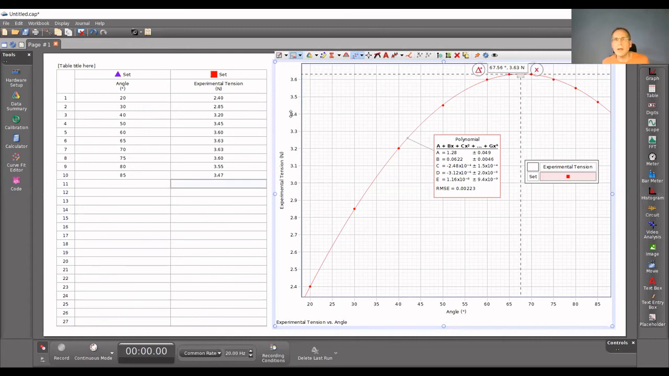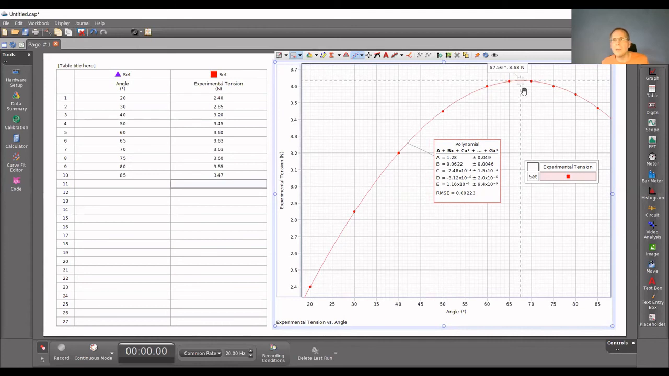Maybe right there. I can move this down a little bit if I want. Maybe right there would be the peak, okay? And then it gives you a coordinate pair, right? And the first value obviously is going to be your angle. So that'll be your optimal angle. And then the second value, that's this value right here, that's going to be your experimental maximum tension, right? So those are the two values that you want.